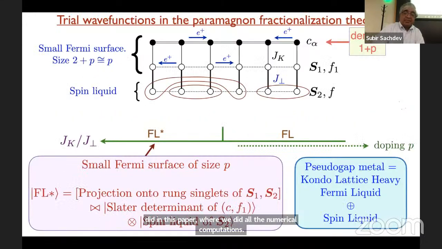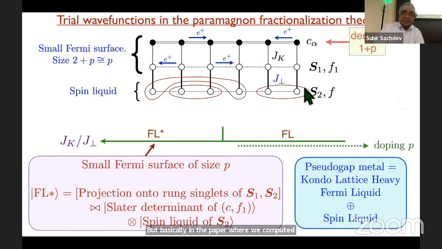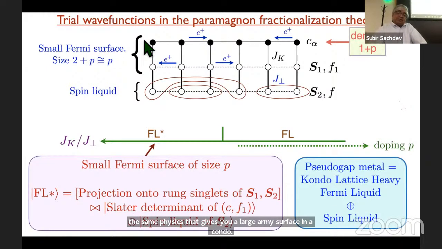But basically, in the paper when we computed the pseudogap, we just ignored the bottom layer. Actually, we didn't quite ignore it; we did some perturbative calculation, but we just did the usual Fermi surface hybridization. So the same physics that gives you the large Fermi surface in a Kondo lattice, for this Fermi surface topology will give you the Fermi arcs. That's what we claim.